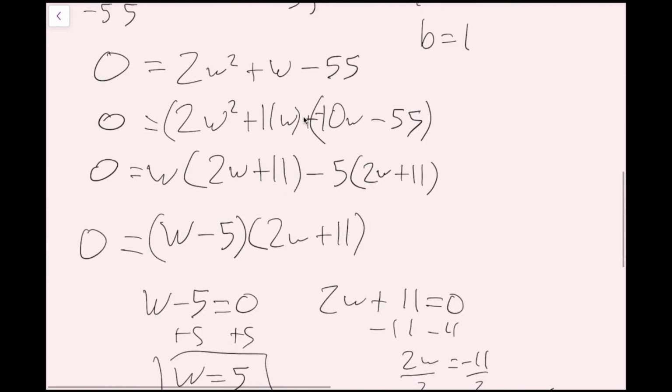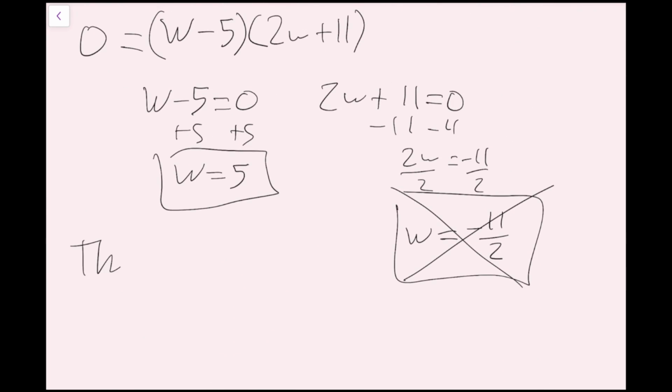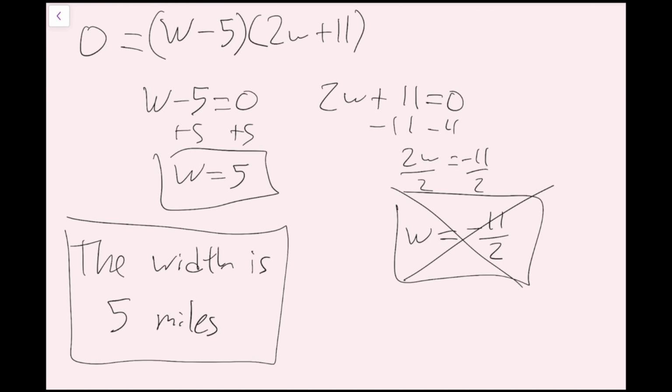So the width is 5 miles. And then we can easily figure out that the length is going to be 11 miles there, but it doesn't ask that. So now that we've successfully solved for the width, now we're done.